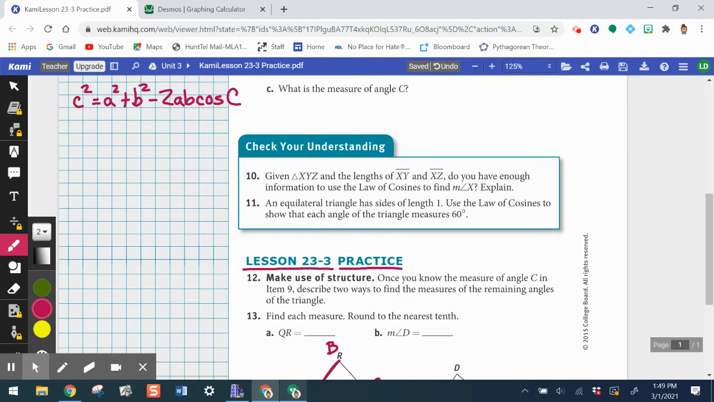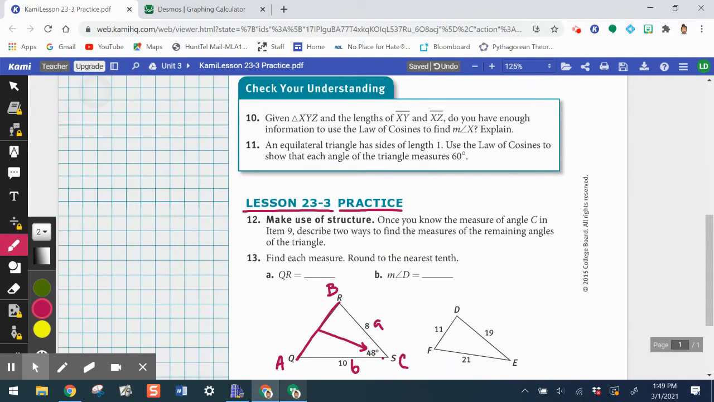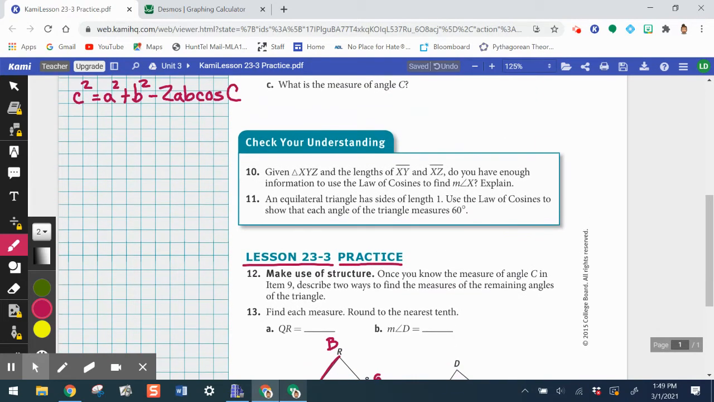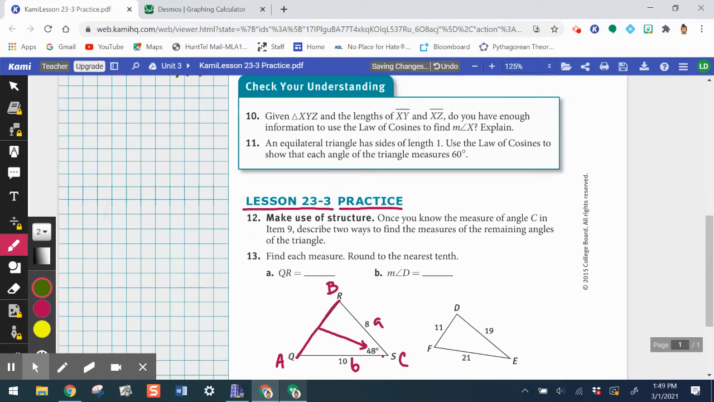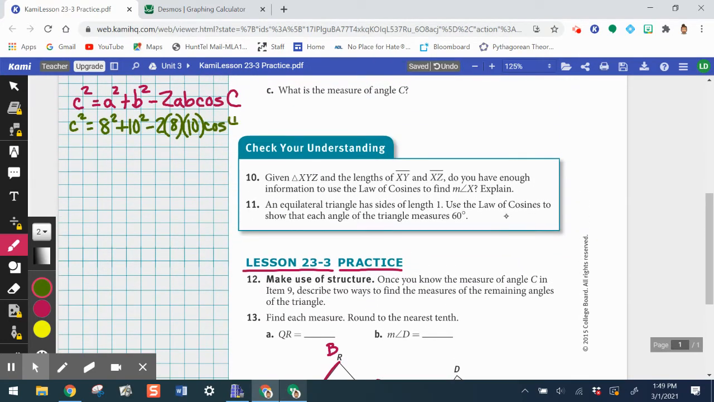So let's replace some values that we actually know. We know A is 8 and B is 10. So I'll go and replace. C squared equals A is 8, B is 10. 2 times 8 for A times 10 for B times the cosine of the measure of angle C, again, which is technically angle S, but we're calling it C for the sake of the laws written, which is 48 degrees.